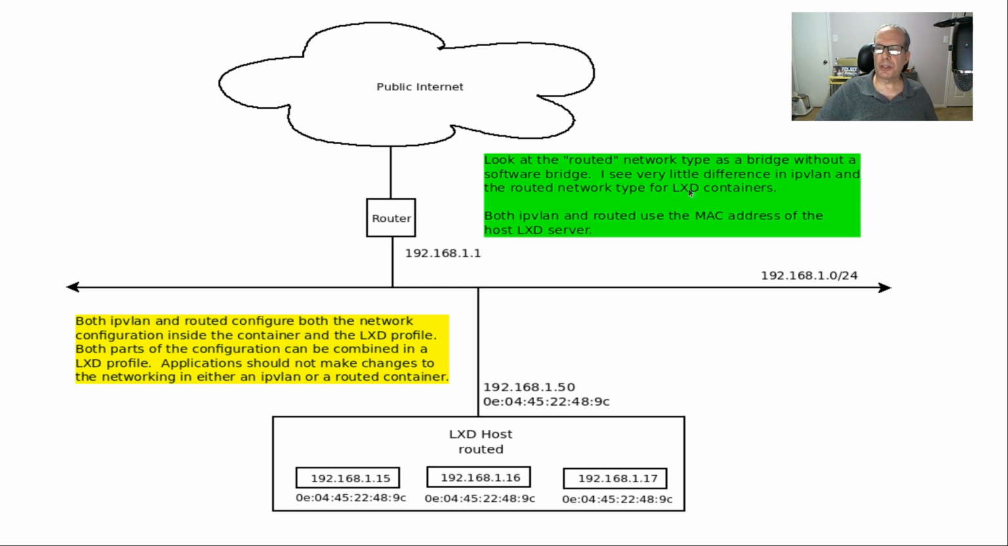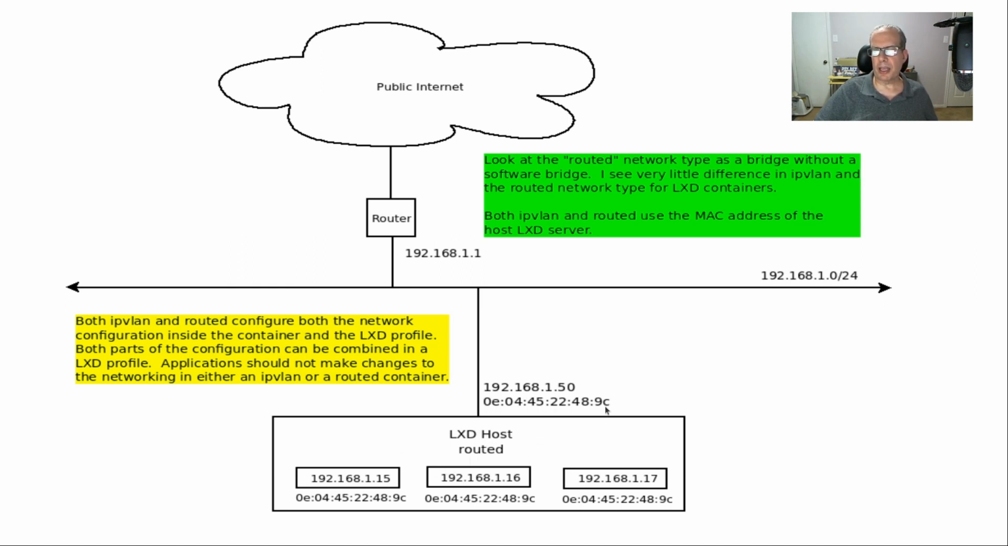But I see little difference in the implementation of Ipvlan and routed network types for LXD containers, but their use is actually rather different, as I just discussed. And they both use the MAC address of the host server. So let's just say that this down here is the LXD host, and these three containers are set up as routed.